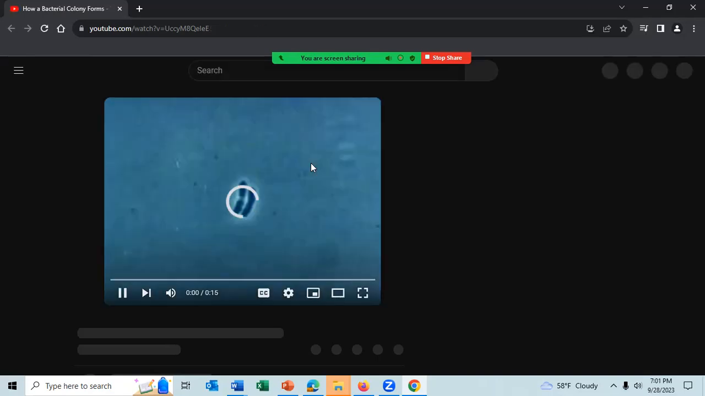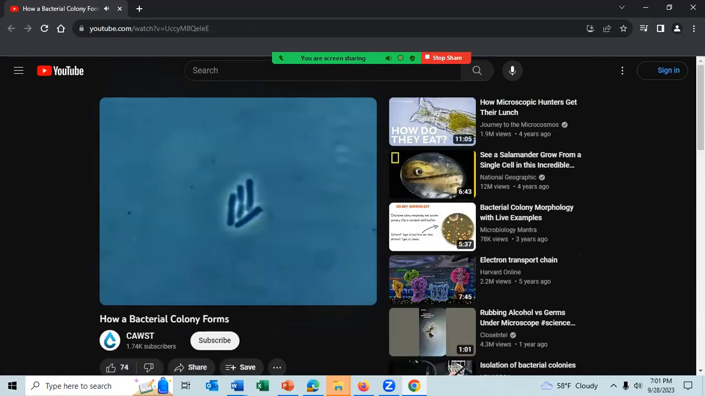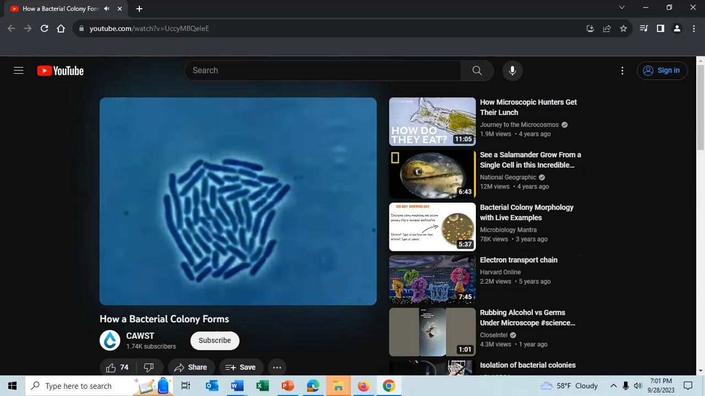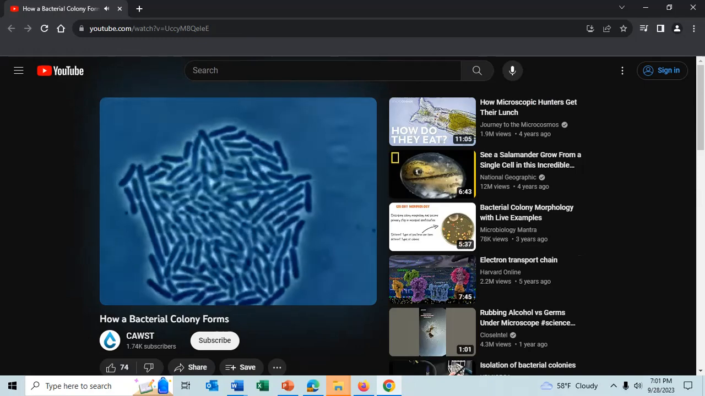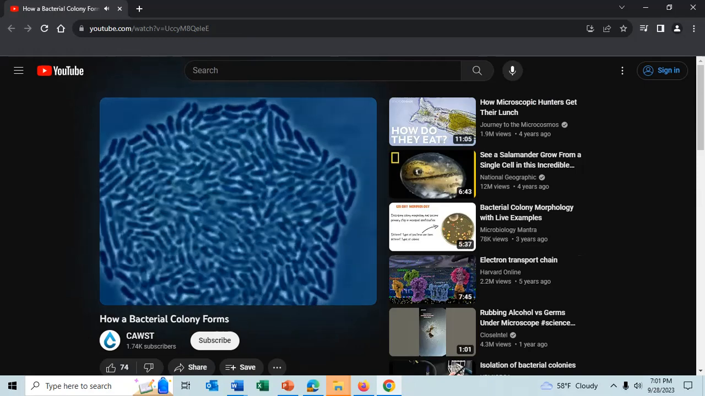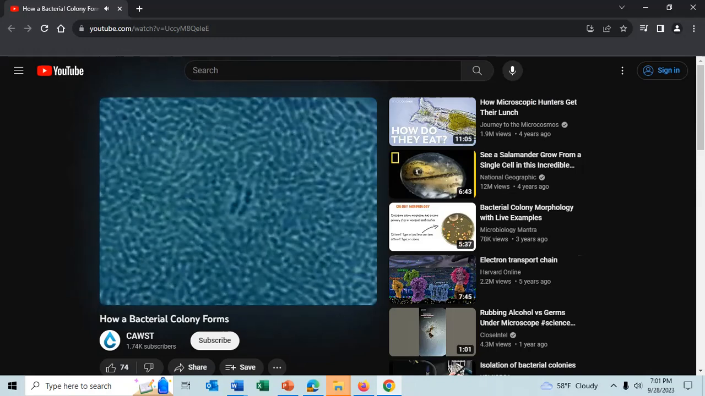Only 16 seconds long. Bacteria reproduce very simply and rapidly by doubling their contents and splitting in two. Just one bacterium, dividing every 20 minutes, could produce nearly 5,000 billion bacteria in one day.